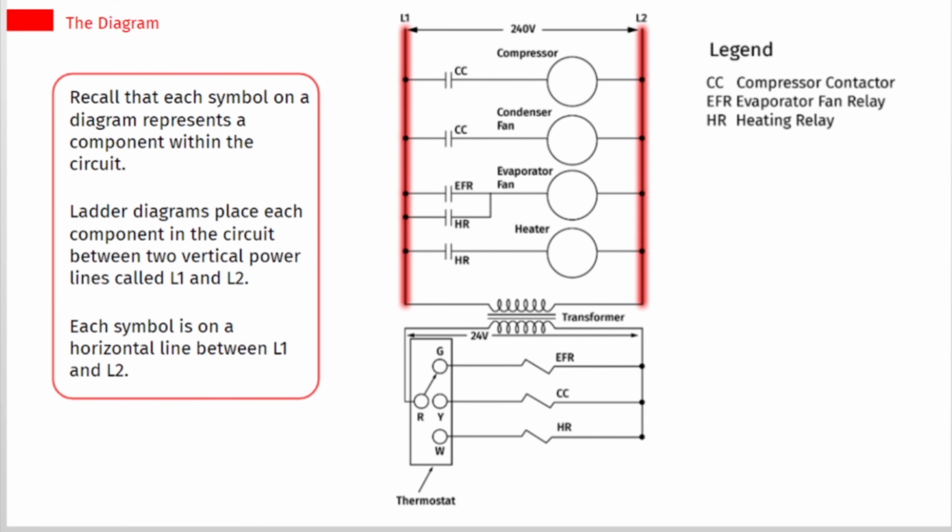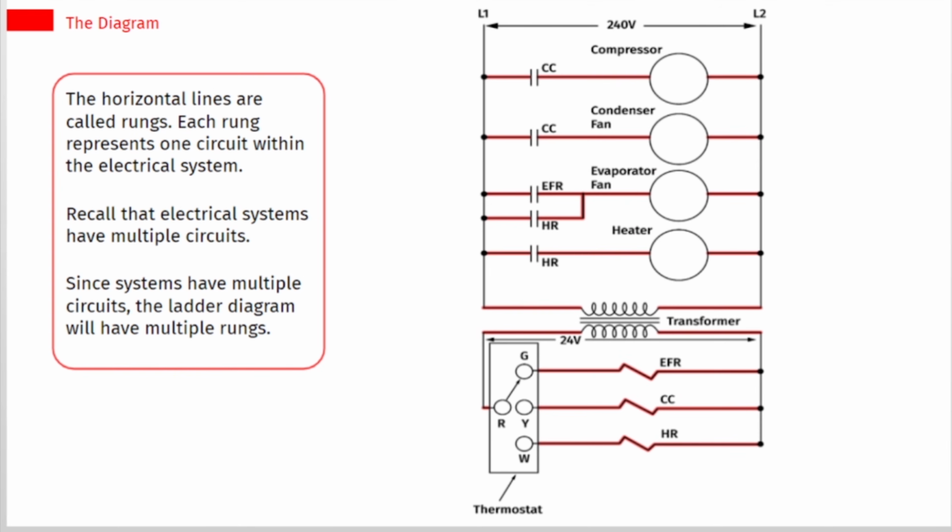Recall that each symbol on a diagram represents a component within the circuit. Ladder diagrams place each component in the circuit between two vertical power lines called L1 and L2. Each symbol is on a horizontal line between L1 and L2. The horizontal lines are called rungs. Each rung represents one circuit within the electrical system.